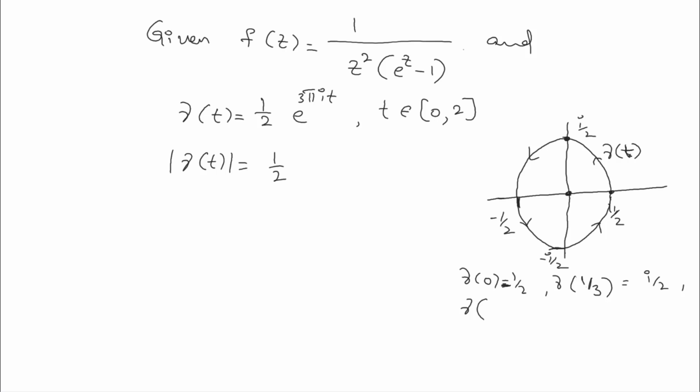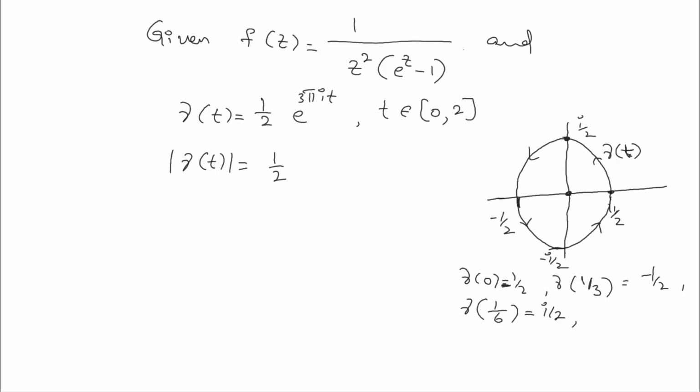And gamma of, sorry, this is the point minus 1 divided by 2. In between, for the point i divided by 2, we can take the midpoint of 0 and 1 by 3, that is nothing but 1 divided by 6. That is equal to i divided by 2. We don't actually need that, but just for your clarification, at the point 1 divided by 6, the value of gamma of 1 by 6 is i divided by 2.